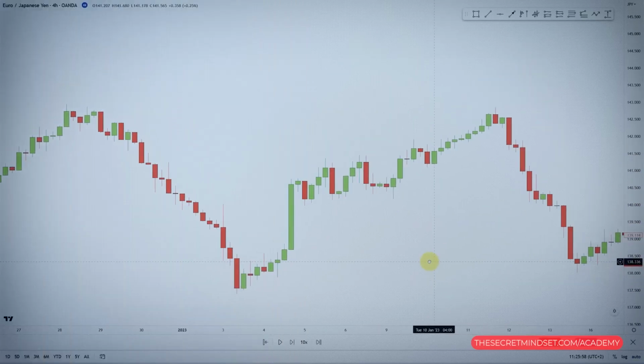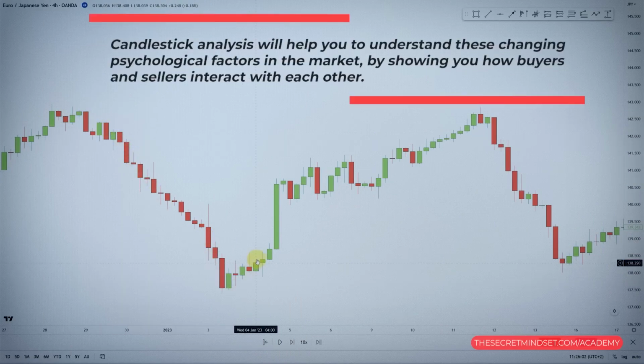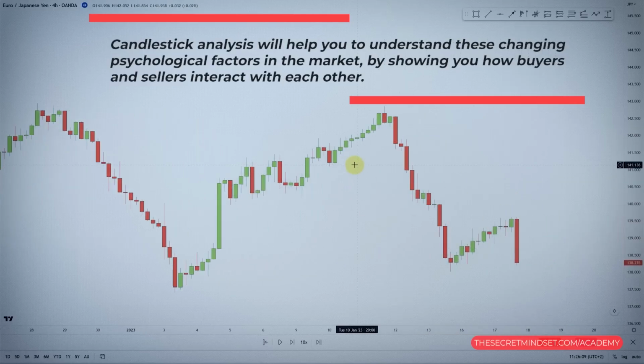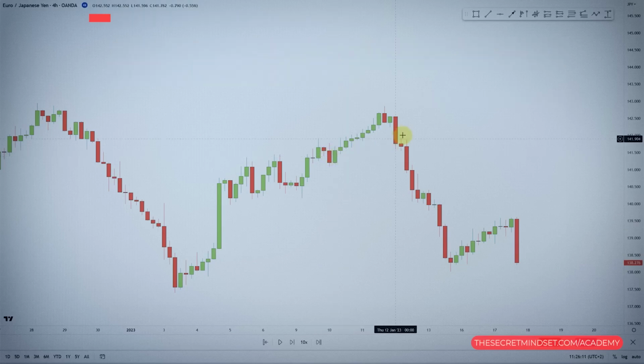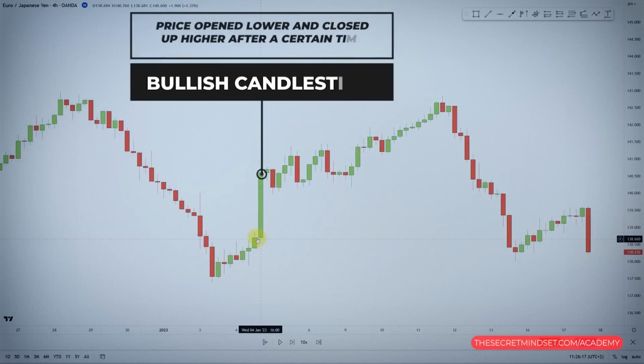Candlestick analysis will help you understand these changing psychological factors in the market by showing you how buyers and sellers interact with each other. Most traders prefer to set green candlesticks as bullish and red candlesticks as bearish. A bullish candlestick simply means the price opened lower and closed higher after a certain time period, which can be 1 minute, 5 minutes, 1 hour, and so on.